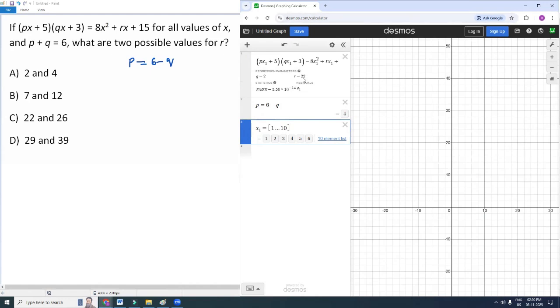Here I got the value of r, that is r equals 22. And I find this value 22 in answer choice C, and I don't find 22 in other answer choices. So the correct answer choice for this question must be answer choice C. 22 and 26 are the two possible values for r.